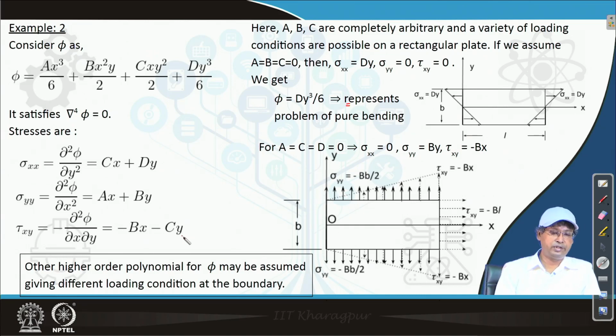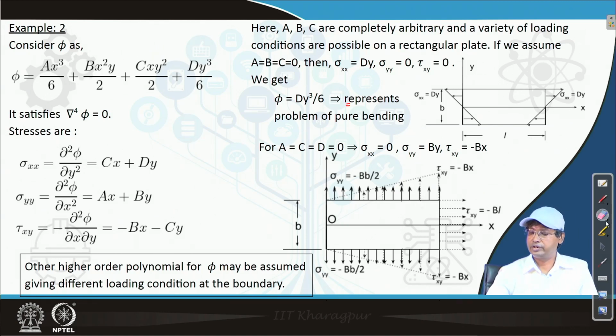What do we have in the stresses? Sigma x is equal to c x plus d y. And sigma y is a similar function, a very symmetric one, so definitely it is a x plus b y. And tau x y, what do we have? We have minus b x minus c y.